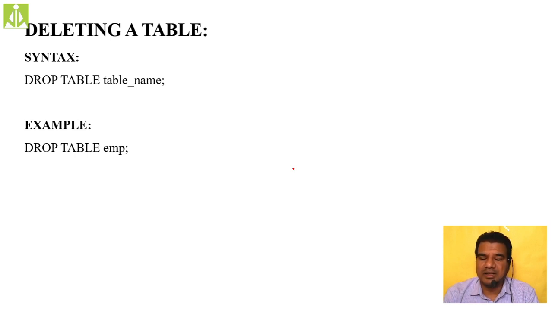Deleting a table, simply we have to use the drop table command. Deleting in the sense the complete structure will be deleted. There are 2 types of delete operations we can perform. One, deleting the internal rows of a table. Deleting the internal rows means it will not delete the structure. The definition will remain. Only the internal content will be deleted.